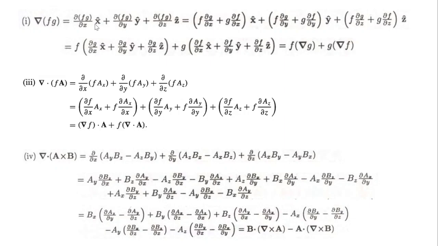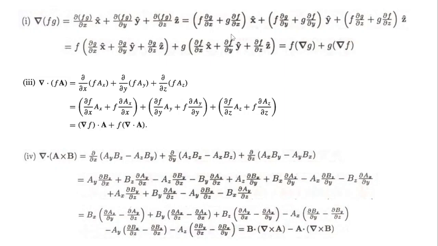So first term becomes f into dou by dou x of g plus g into dou by dou x of f, x cap, plus f into dou g by dou y plus g into dou f by dou y, y cap, plus f into dou g by dou z plus g into dou f by dou z, z cap.